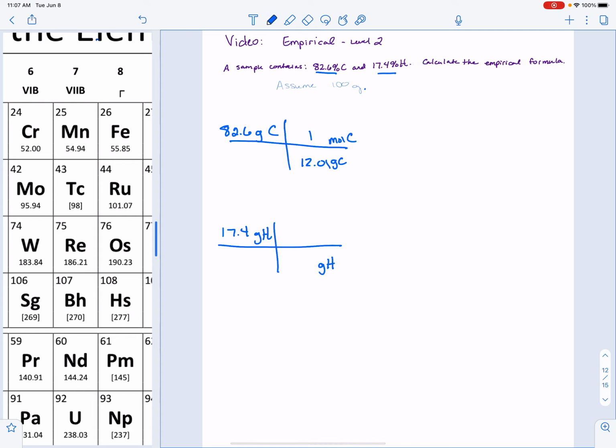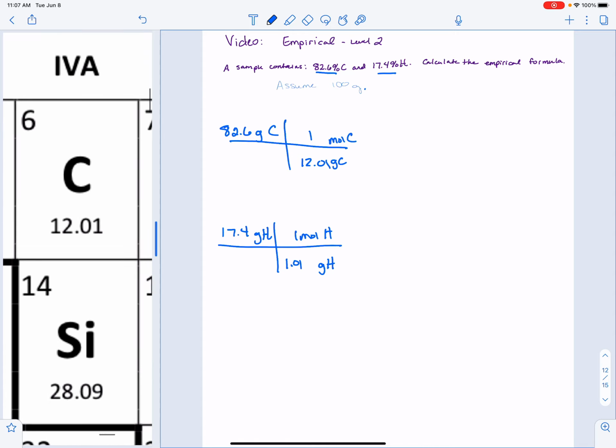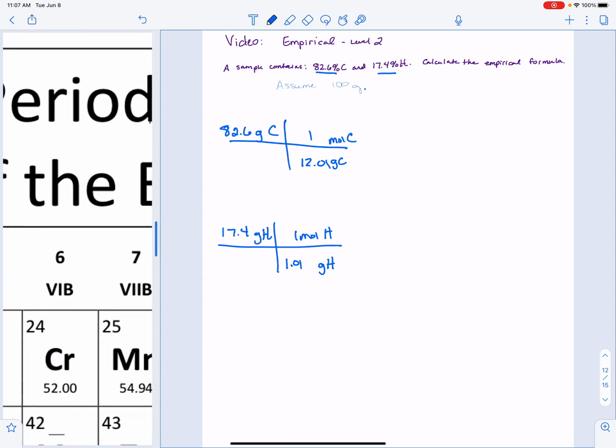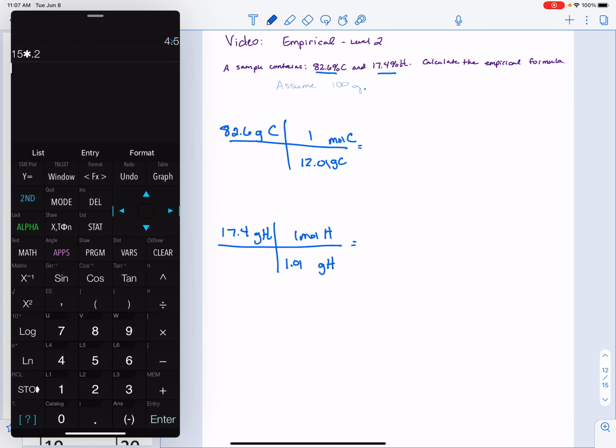So grams of H and 1.01 in 1 mole of H. Again, if you weren't sure about that, there's my carbon, that's the 12.01. And then over here, I'm going to take it to the H. There's my H, 1.01, because I'm rounding them to the hundredths place. I'm going to pull my calculator over here, and it'll do 82.6 divided by 12.01, and that gives me 6.877. Remember to use some extra sig figs with these. I'm taking it to 5. I know I could have just taken it to 4.